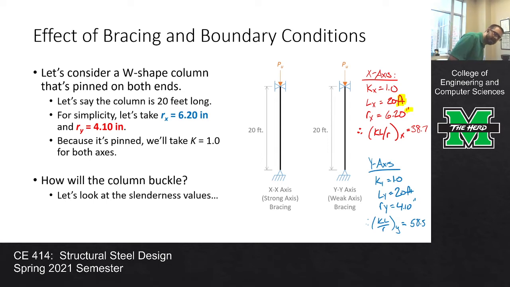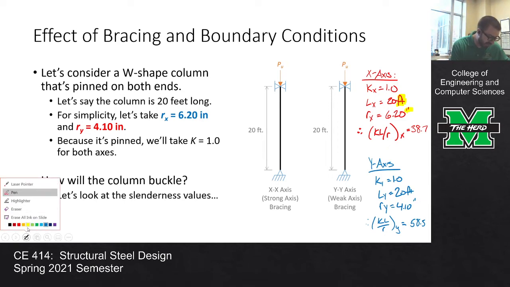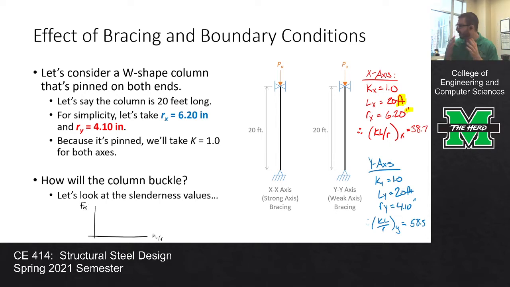Now, one of the benefits of the homework that we did last time is everybody should have a general idea of what the curve looks like. Okay? So here's the KL over R on the x-axis. Here's F critical on the y-axis. So to be clear, let's talk about the physics. Let's just not apply random symbols to this. This is the slenderness. And this is the capacity. Okay? So when you plot this, it should look something like that. So help me out with the following statement. As the slenderness increases, what happens to the capacity?